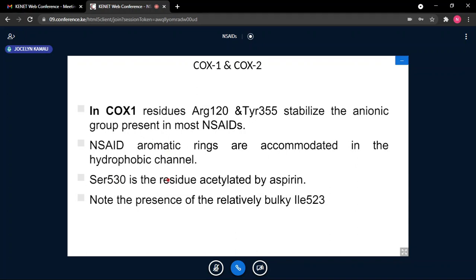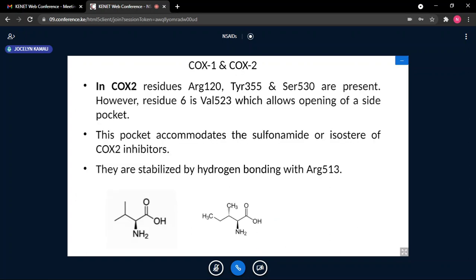Serine 530, we don't have to remember the number, is the residue acetylated by aspirin. Note the presence of the relatively bulky isoleucine. This isoleucine is what we have said is found in COX-1, not found in COX-2. And that bulky isoleucine is the one which prevents the formation of a pocket, and in COX-2 its absence allows for formation of that pocket. In COX-2 the other residues are also present, so that is the same. However, residue 523 is valine, which allows opening of a side pocket. This pocket accommodates the sulfonamide or isostere of COX-2 inhibitors.